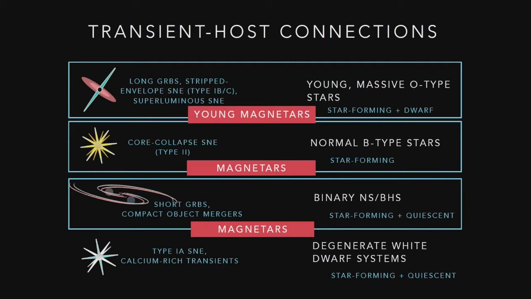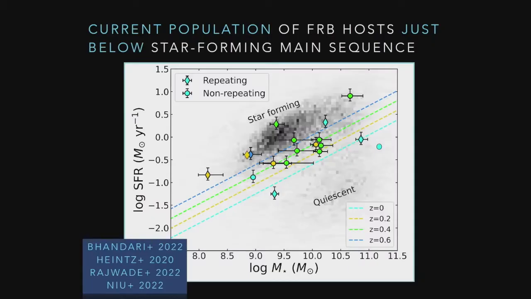So separate from the young magnetars that we think power superluminous supernovae and long GRBs, we have more typical magnetars that form in core collapse supernovae, and then potentially these shorter-lived magnetars that form from binary neutron star mergers. And so this just really highlights that how we connect FRBs to magnetars really depends on the stellar populations within their host galaxies.